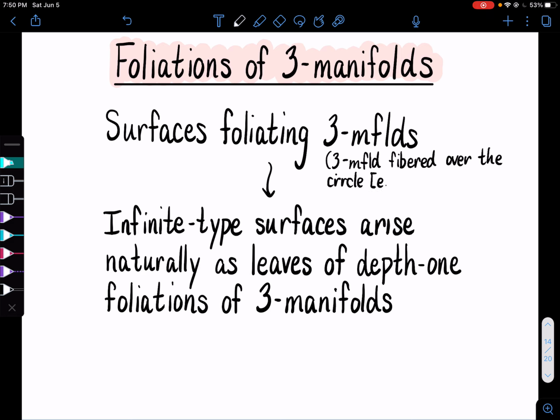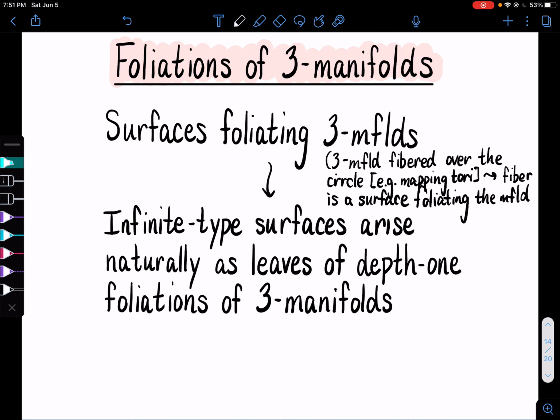For example, if nothing is springing to mind, we actually just saw a picture of a three-manifold fibered over the circle, right? A mapping torus. And in a three-manifold that's fibered over the circle, well, the fiber is just a surface. And that surface foliates the three-manifold. Okay, so this is nice. That gives us a concrete example to think of.